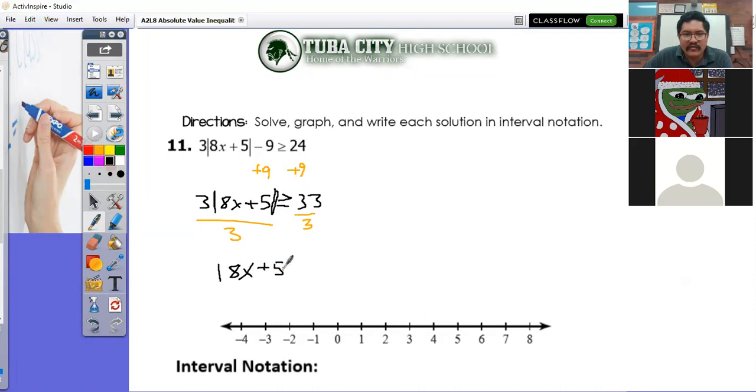And don't forget, these are grouped too. You treat them kind of like parentheses. So if you wanted to solve something with a parenthesis, you could do the same thing and divide by the outside number. And that's kind of another way to get rid of that. And that's going to be 11. Now that it's isolated, I can go ahead and break it into my two cases.